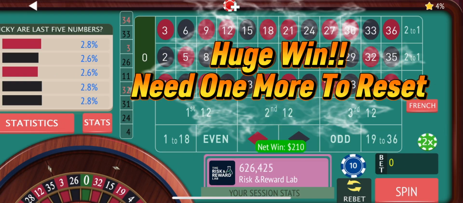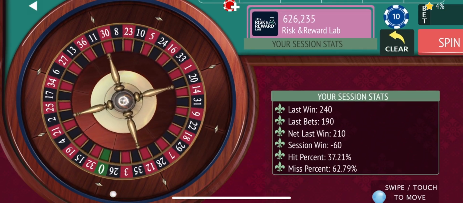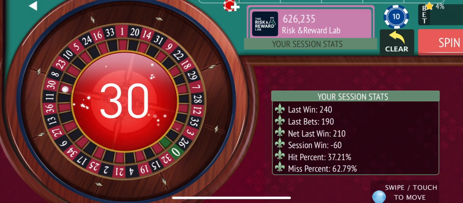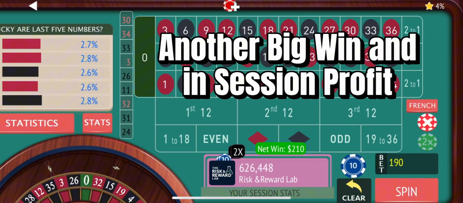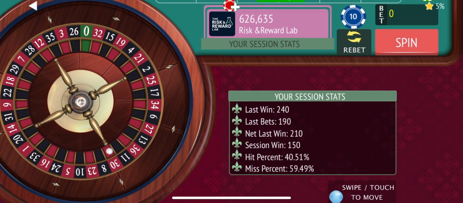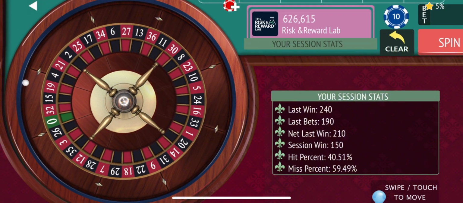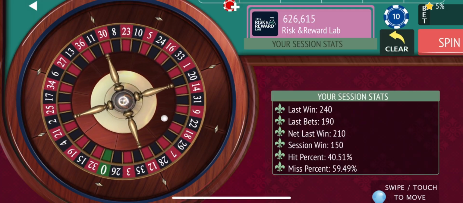Okay, huge win there, $210 win. We're going to rebet and spin, and as you can see, it's going to take 3 repeating dozens in order to get back in session profit most of the time. Back-to-back wins are going to be necessary when you get deeper into the recovery. And we got that big win there, $210 win. It took us back to session profit, or very close anyway, so it's okay to go ahead and reset.